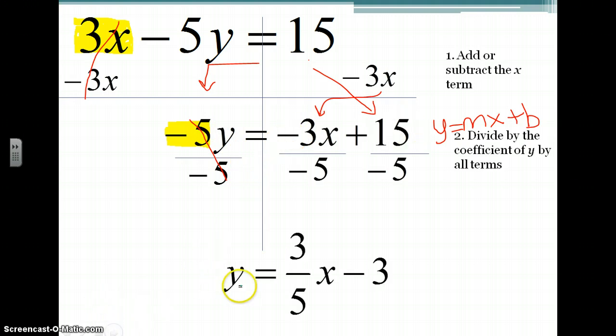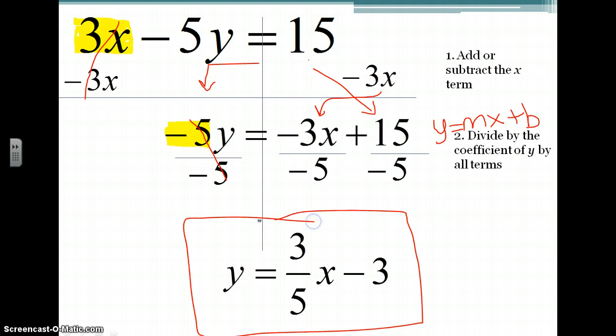So I'm left with y equals, now a negative divided by a negative gives me a positive 3/5 x plus, but then I take 15 divided by negative 5, and that's going to give me a negative 3. So now that y is by itself, we're done. We solved for y. The reason this is 3/5 is because I cannot reduce 3 divided by 5. It doesn't reduce. It just stays 3/5. Remember, no decimals. 15 divided by negative 5 is a negative 3, so that's why I reduced that one.